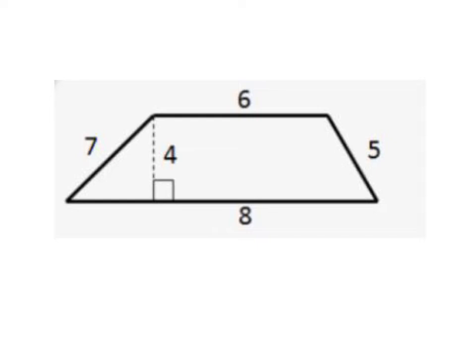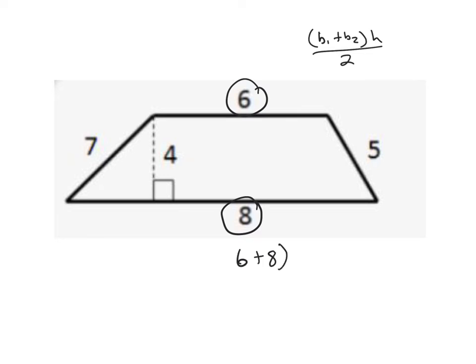Okay guys, let's find the area of this trapezoid. Remember our formula for trapezoids: base 1 plus base 2, times the height, divided by 2. Remember, our base 1 is on the bottom, our base 2 is on the top. So we're going to do 6 plus 8, times it by the height.